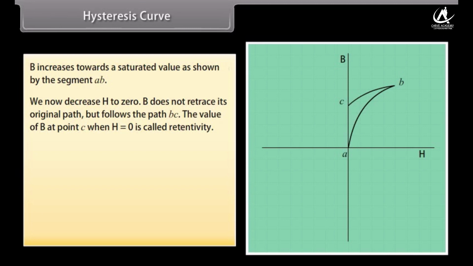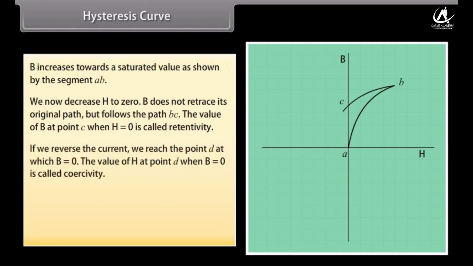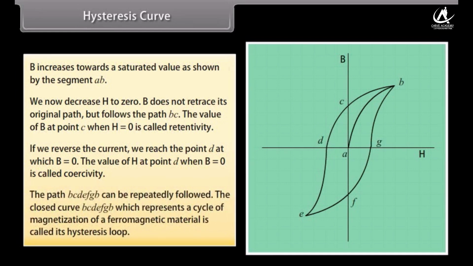The value of B at point C when H is equal to 0 is called retentivity. If we reverse the current, we reach the point D at which B is equal to 0. The value of H at point D when B is equal to 0 is called coercivity. As we further increase the reversed current, B saturates in the opposite direction at point E, and turning the current to 0 at point F. If we increase the current, B again gets saturated value at point B. The path BCDEFGB can be repeatedly followed.